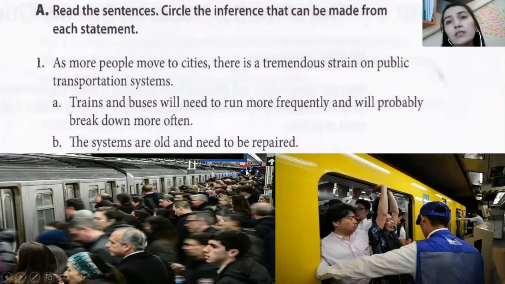So it means that even when you are making an inference about unstated information in the text, please make sure that you are using the information already given in the statement or in the text, and then using your own past experiences and background knowledge.